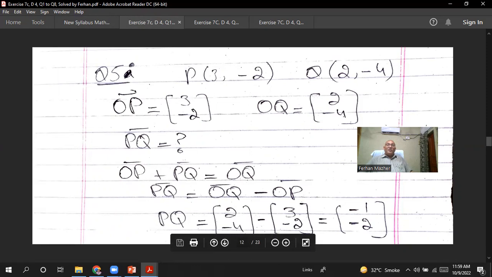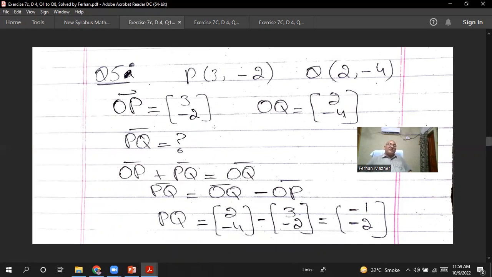So if I know OP, I know OQ, PQ I have to find out. Remember, this is called the position vector. So in the form of position vectors, for PQ, remember this order: OP plus PQ equals OQ. P is at the start, so OP will be here. Q is at the end, so OQ will be on the other side of the equality. So when I make PQ alone, that will become OQ minus OP.